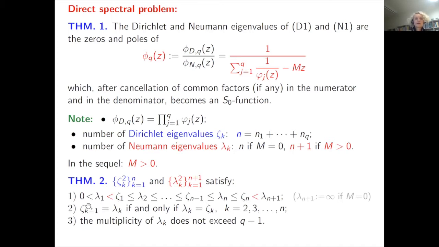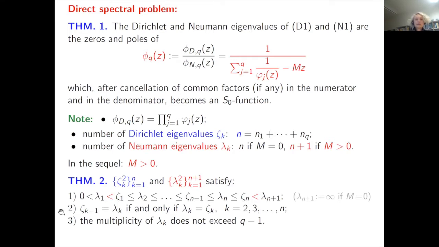First of all, lambda_1 is greater than 0. And this is for the case, I have to say, that m is greater than 0. We will now focus on that case, because that makes a difference here. In particular, the first two, lambda_1 and zeta_1, satisfy a strict inequality between them, and the same holds between zeta_n and lambda_{n+1}.